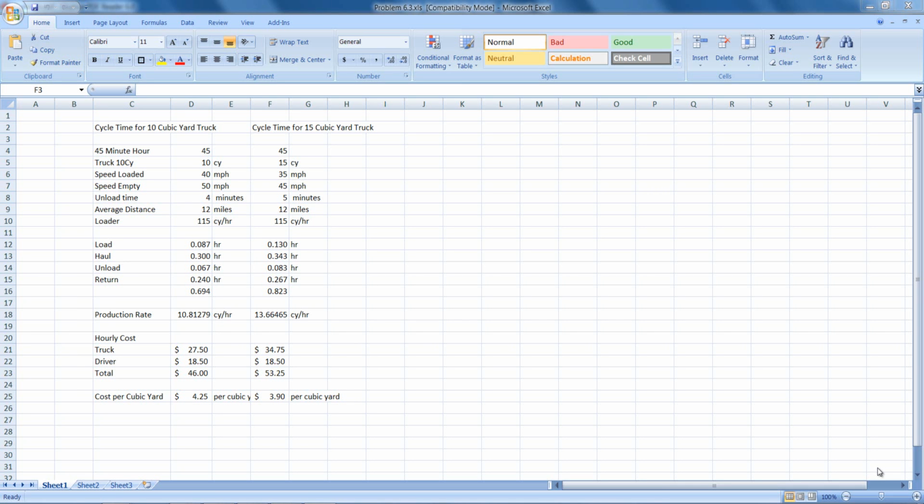Okay, so I wanted to look at problem 6.3 with you too from page 117 in your book. It's under the problems, not the examples. 6.3: the owner of a sand and gravel quarry is considering the purchase of trucks to deliver aggregate to customers. Two sizes are being considered, namely a 10 and 15 cubic yard diesel engine dump truck. Haul distances will vary from 6 to 20 miles with an average of 12 miles.